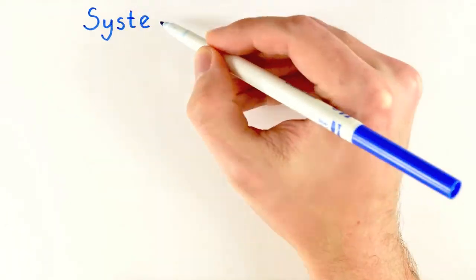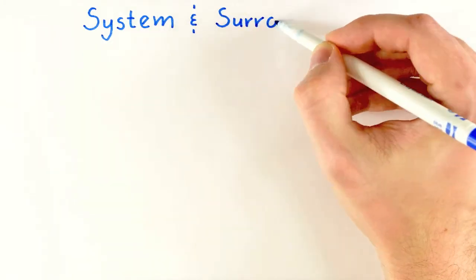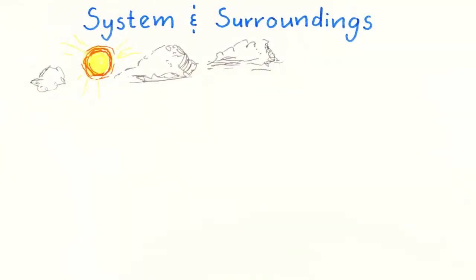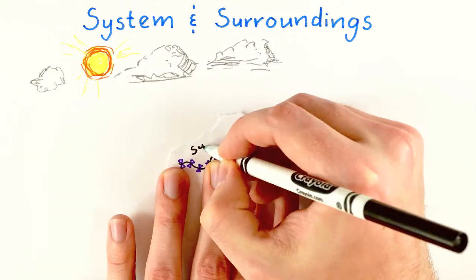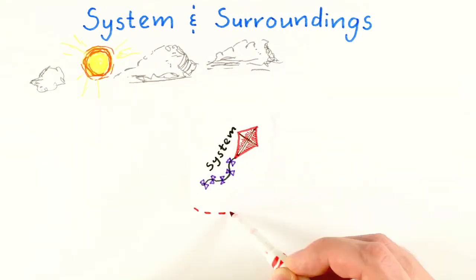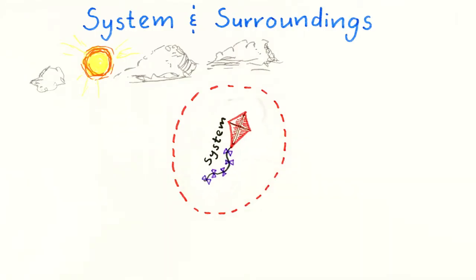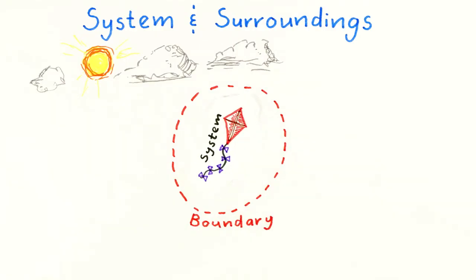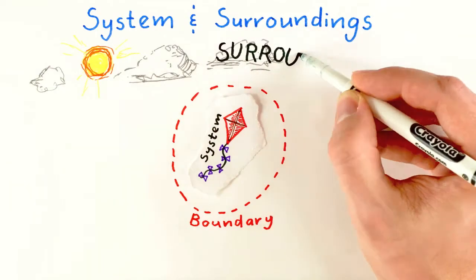First, let's talk about distinguishing between a system and its surroundings. To start, if we fix our attention on an object whose motion we are studying, we can think of that object as our system. It will be useful to think of our system as separate from everything else. To do this, we can imagine drawing a boundary around our object. Then, the everything else, which is on the other side of the boundary, can be thought of as the surroundings.